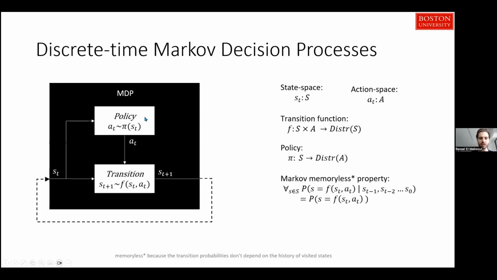So walking through a Markov decision process works like this. You have a current state. Your policy produces an action. This goes into the transition function along with the state, producing a new state. And you have this loop. And it looks a lot like the control loop we had earlier.